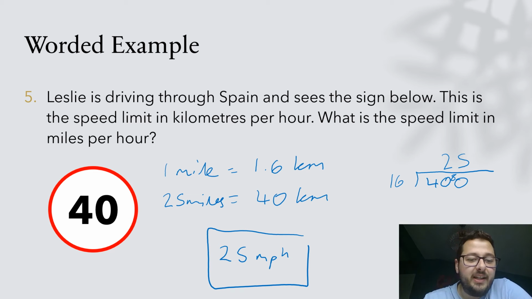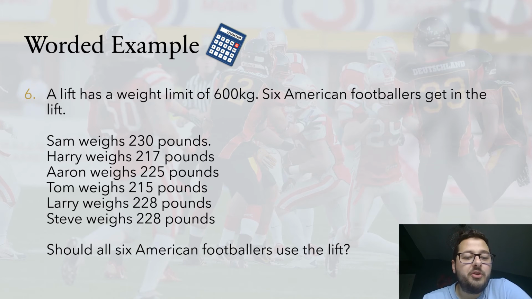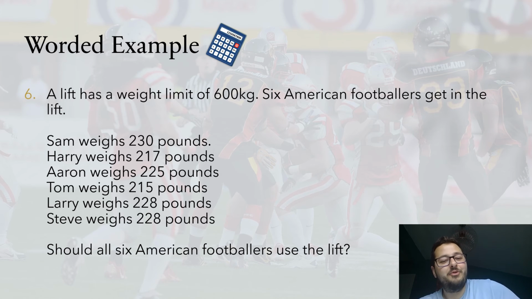All right, and then finally, let's have a go at this one. So we can use a calculator for this one. This says a lift has a weight limit of 600 kilograms. 6 American footballers get in the lift. It says Sam weighs 230 pounds, Harry weighs 217 pounds, Aaron weighs 225 pounds, Tom weighs 215 pounds, Larry weighs 228 pounds, Steve weighs 228 pounds as well. Should all 6 American footballers use the lift?